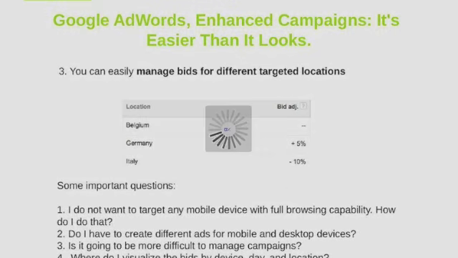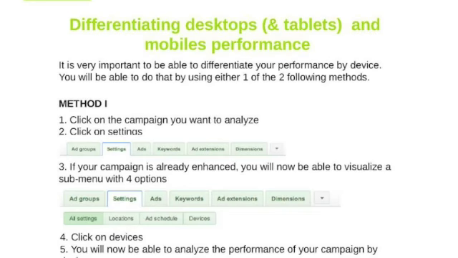So moving forward, we are going to talk about differentiating desktop and mobile performance. In order to do that, we can have two methods. One method that is really quick and easy to use, and the second method which is a bit more analytical, but that will give you more opportunities to optimize your account.